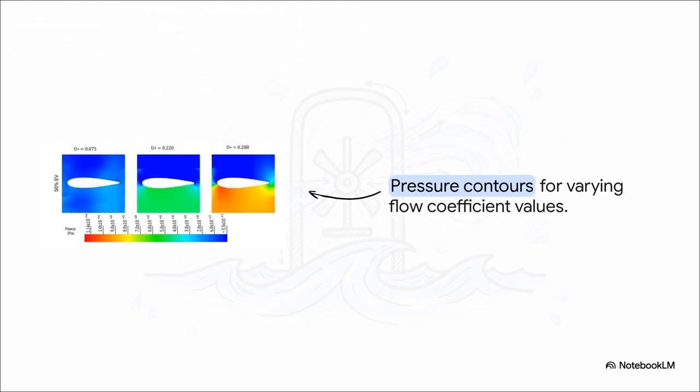And by the way, flow coefficient is just a fancy engineering term for measuring how fast the air is moving relative to the spinning blade. This high-pressure zone forms a stagnation point, where the air essentially stops dead, which is exactly something this specific NACA blade is built to absorb effortlessly.